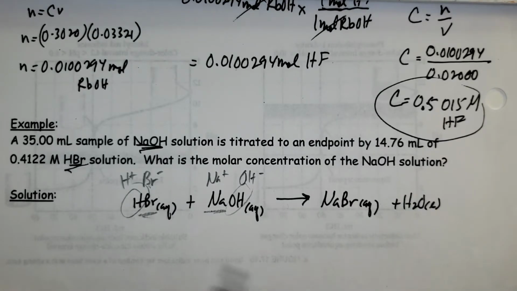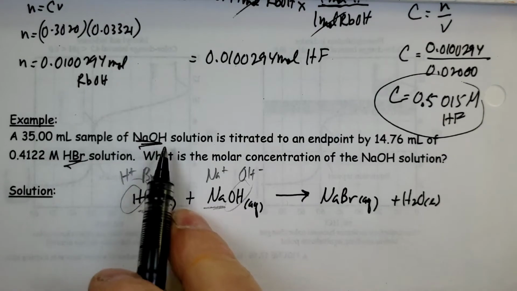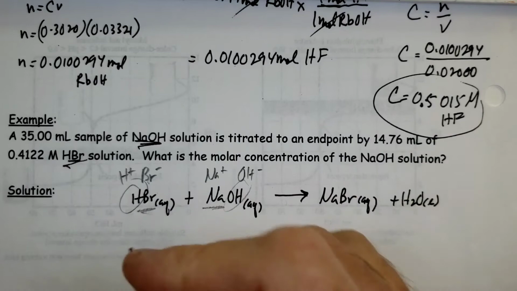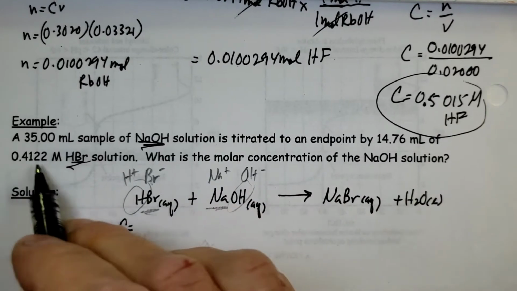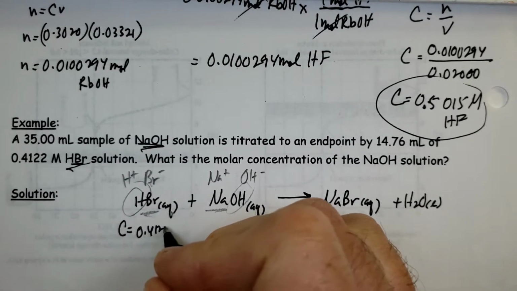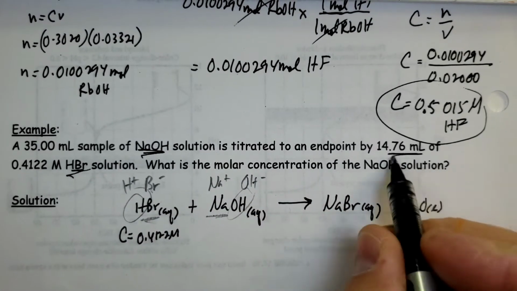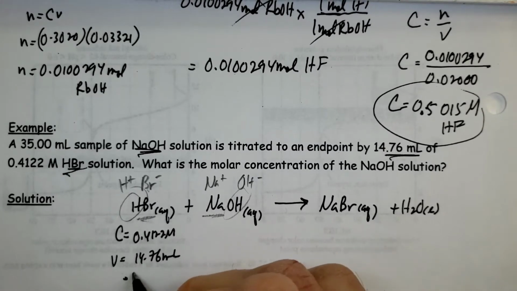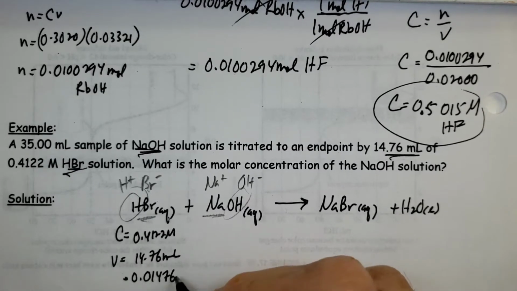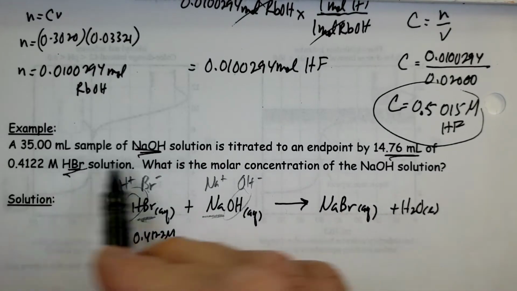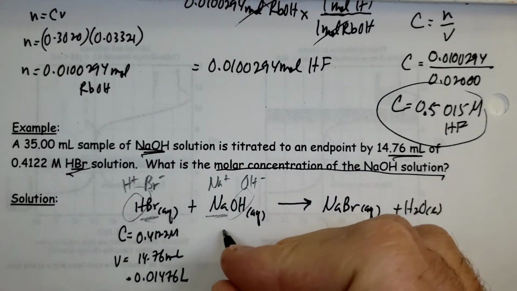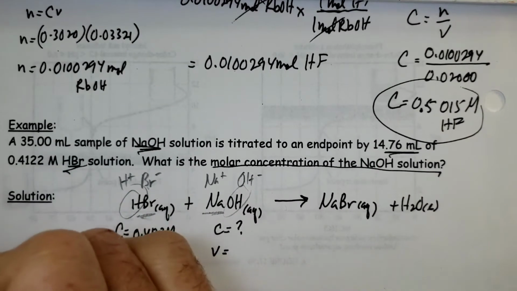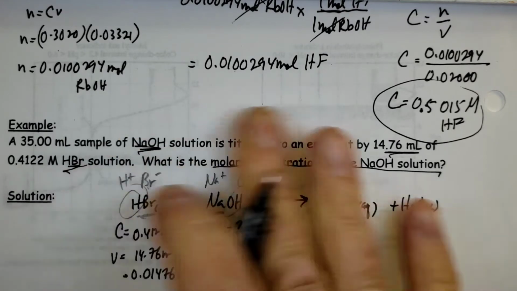All right, so let's take a look at what we have going on here. We have 35 mils of NaOH titrated to an endpoint with this much HBr. For the HBr we know the concentration, 0.4122 molar, and the volume of HBr is 14.76 mils, which of course is 0.01476 liters. And over here, what is the concentration of NaOH? That's what we're looking for. And the NaOH is what we started off with.